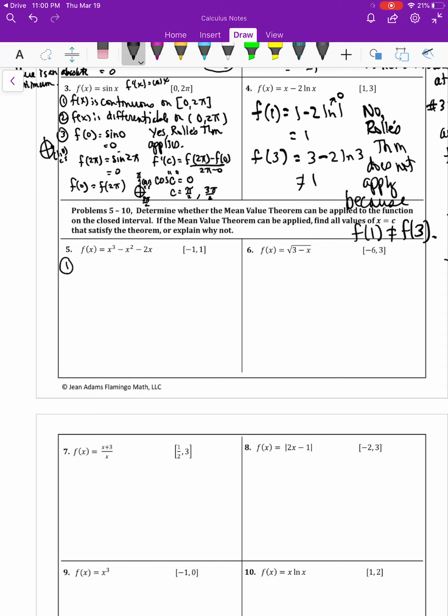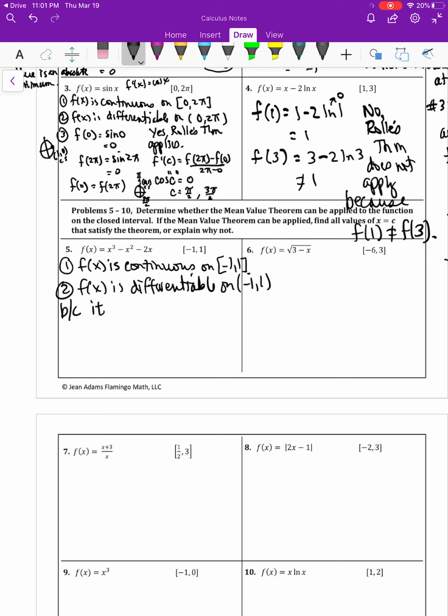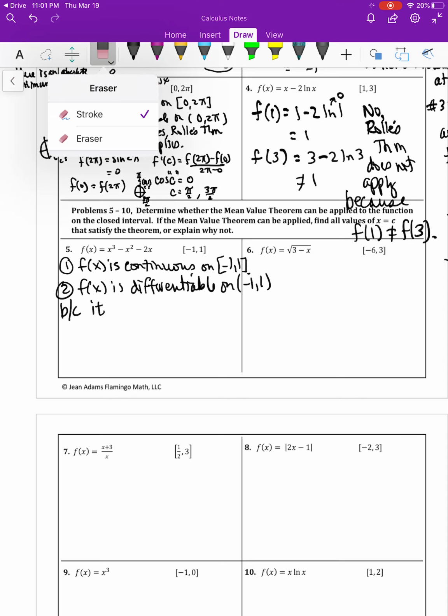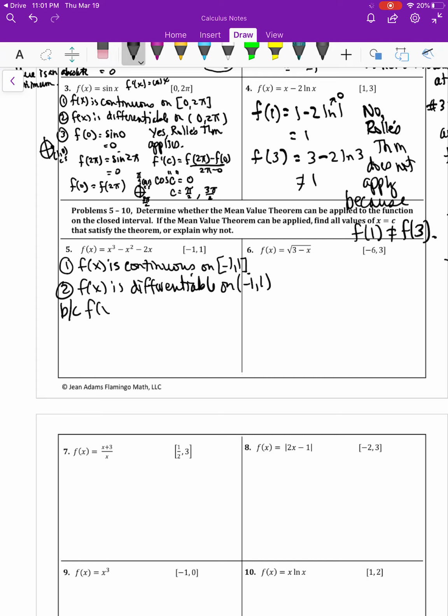So first thing you need to check is, is f of x continuous and differentiable. So f of x is continuous. This is a polynomial, and continuous on the closed interval. And then f of x is differentiable, because, again, it's a polynomial on the open interval. Let's use the words f of x is a polynomial function.